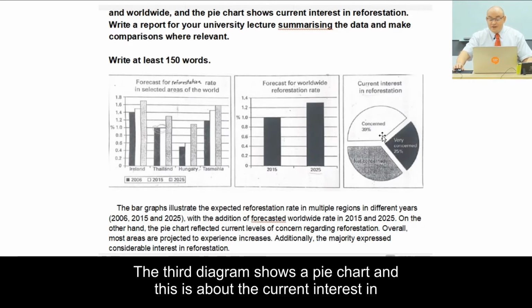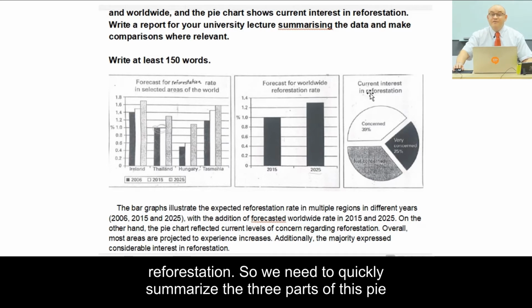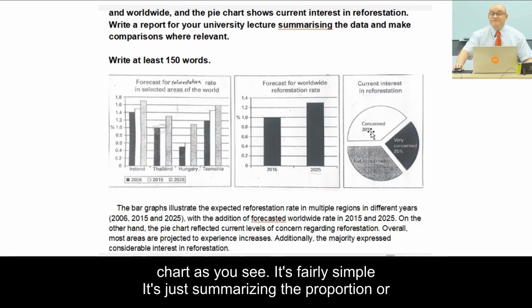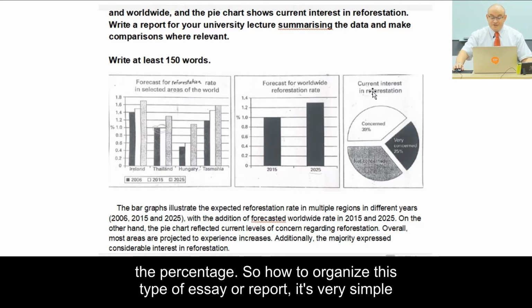The third diagram shows a pie chart, and this is about the current interest in reforestation. So we need to quickly summarize the 3 parts of this pie chart. As you see, it's fairly simple. It's just summarizing the proportion or the percentage.